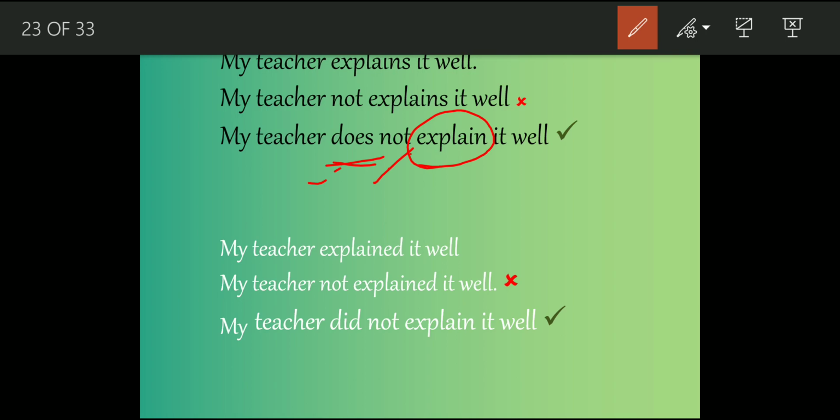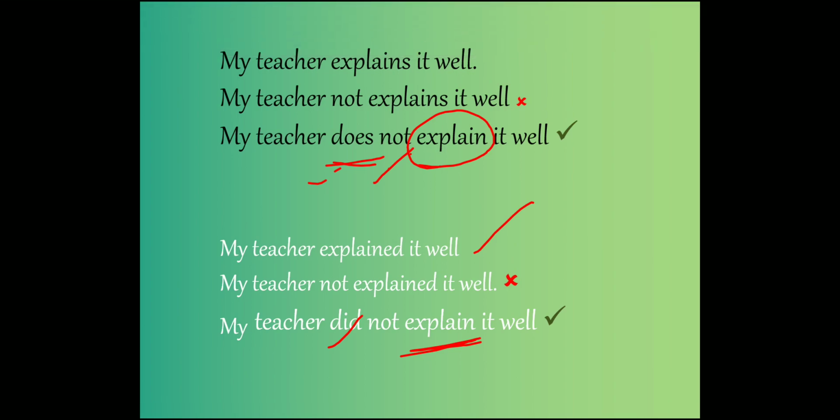Is that clear? Then in simple past tense, my teacher explained it well, which is a positive statement. For that we tried writing a negative statement. My teacher not explained it well. No, it is wrong. Simply, I cannot place not after that. So what we need is a helping verb, and we introduce did here. So my teacher did not explain, again a very important thing. Again, explained cannot come. My teacher did not explain it well, which is a correct statement. Are you clear with this?